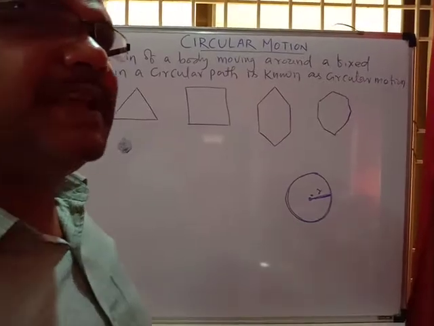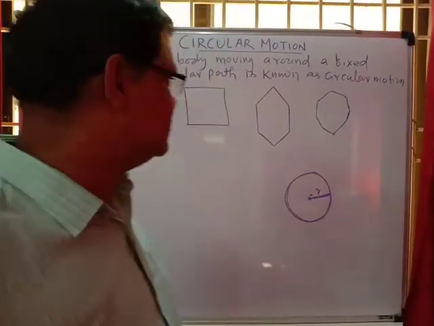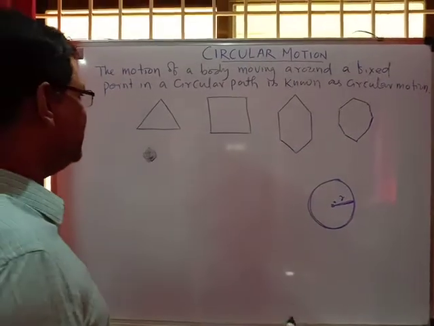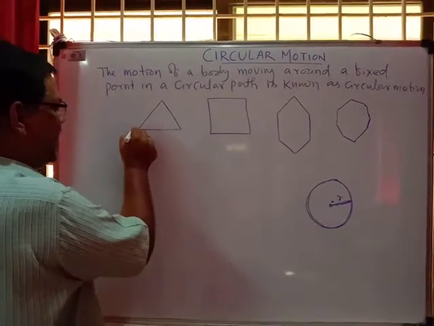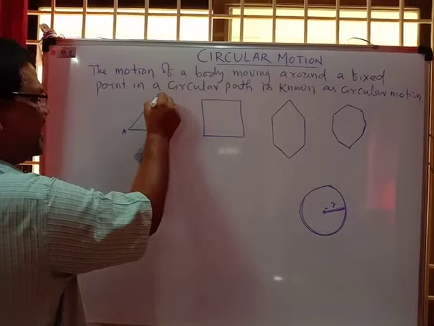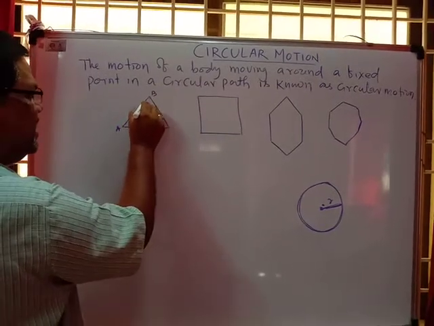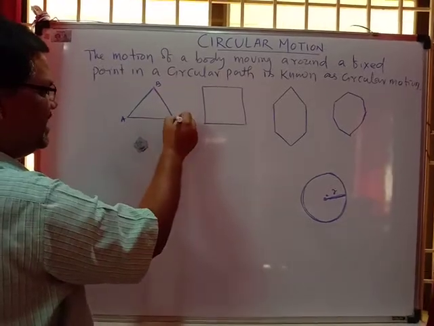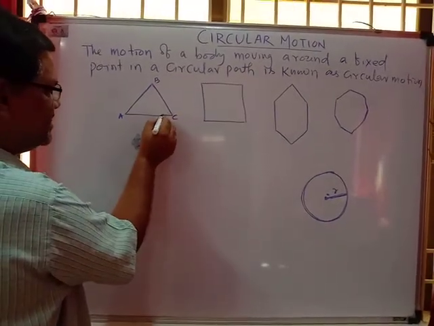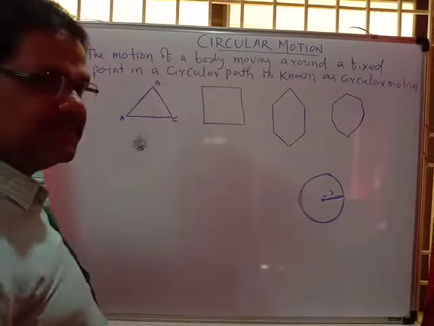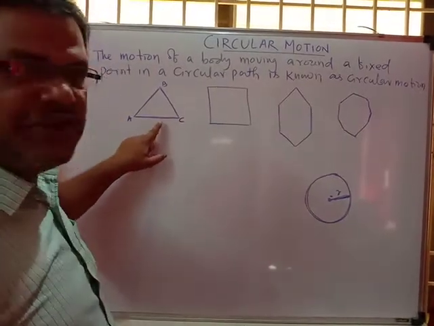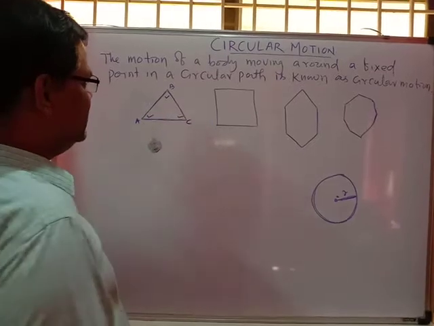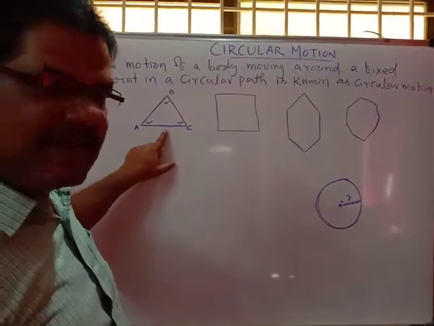You must be thinking about what happens in circular motion. For example, suppose an object is moving from A to B in a straight line, then changes direction from B to C, and again changes direction from C to A. How many times does it change direction? Three times: first, second, third.